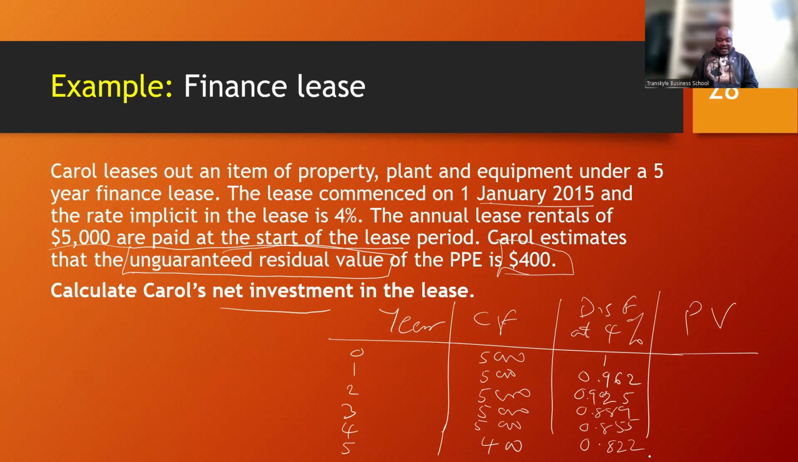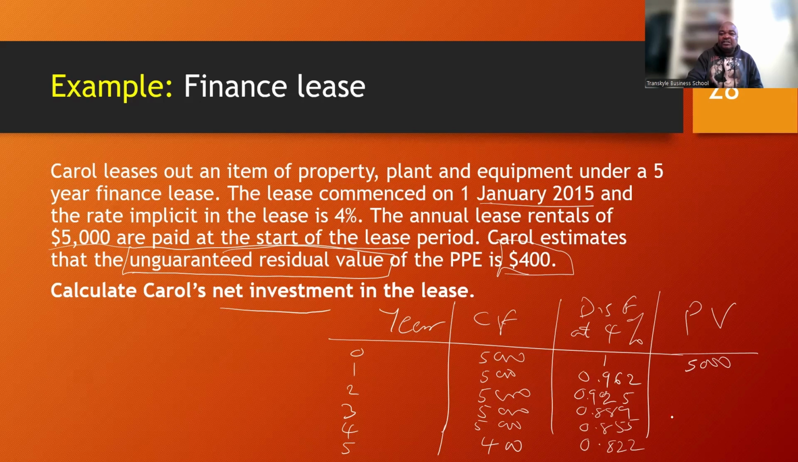Then you simply multiply across. Obviously, for the first year, that's 5,000. This is year 0, and you can't discount an amount you have received today. No time value of money. So it is still the same amount. This is why it is coming up as just 5,000, because it is being paid in year 0 at the start of the year. No time value of money has applied.